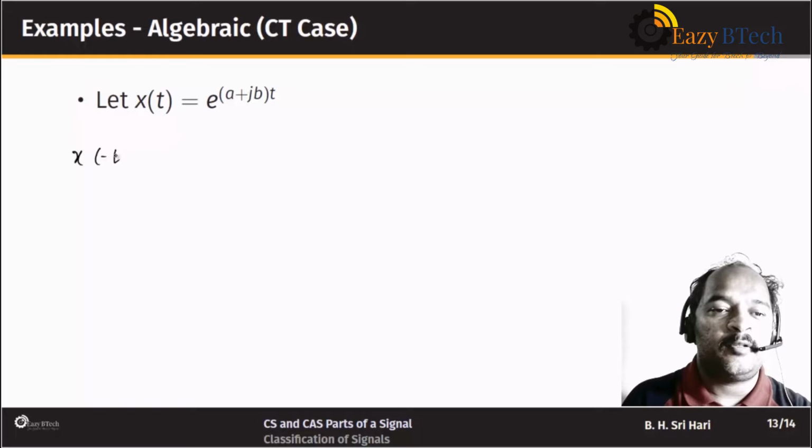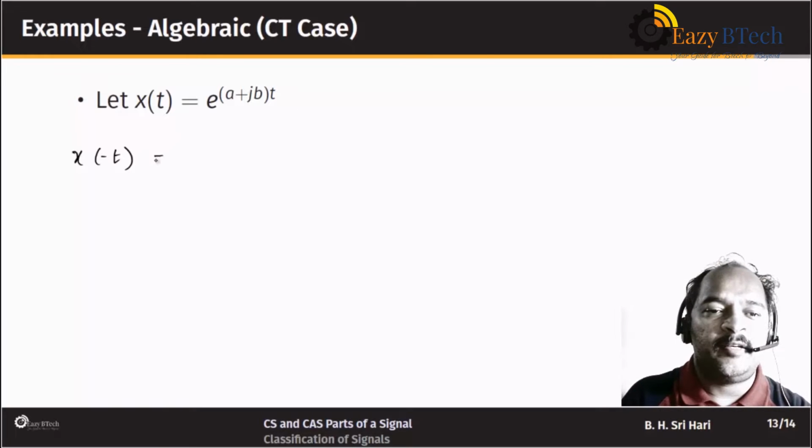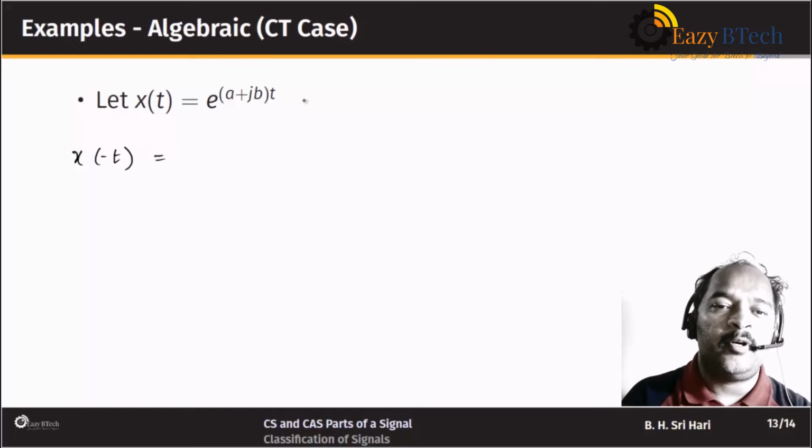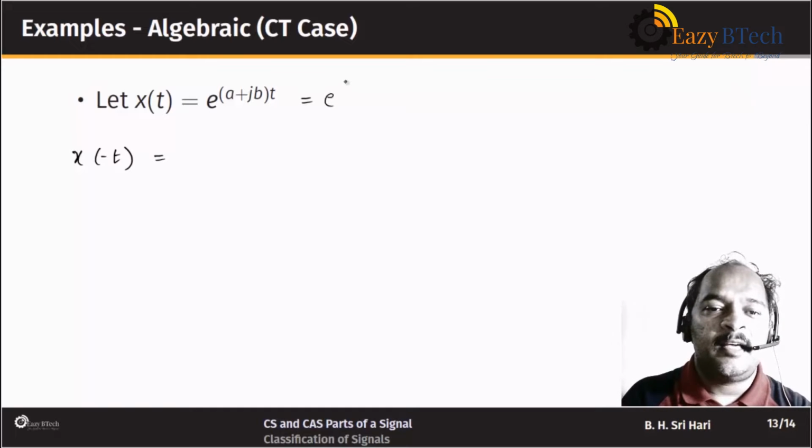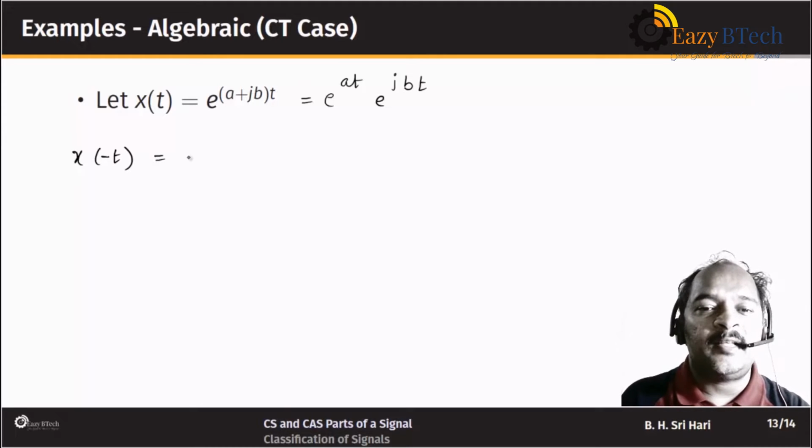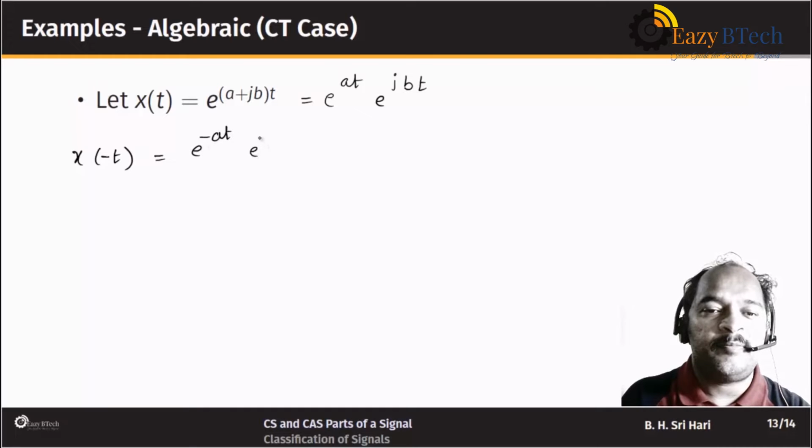We want x of minus t. Before we go into that, we can write this as e power at times e power jbt. Just for convenience, we will split this exponential term. So x of minus t would be equal to e power minus at times e power minus jbt, and to find the conjugate symmetric part we should take the conjugation of this.